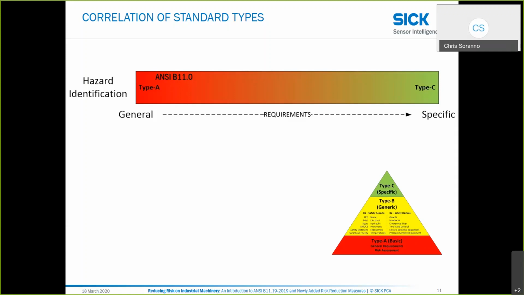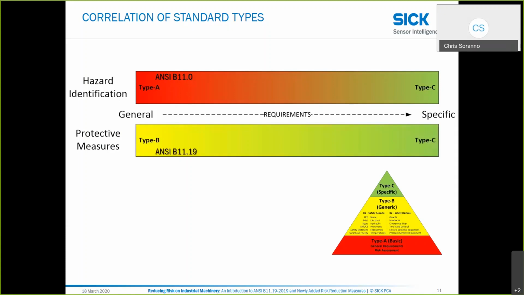However, when you get into machine-specific applications like a press, there's going to be unique requirements, unique hazards there that the body of experts that wrote that standard are going to be most familiar with and provide that more specific guidance. When we go to applying the risk reduction measures, this is where the type B standards come in, such as ANSI B11.19, with the general requirements for how to apply different measures. And then again, it's used in conjunction with the type C standard that's going to have more specific application requirements that are unique to the type of machine and how that machine is used.